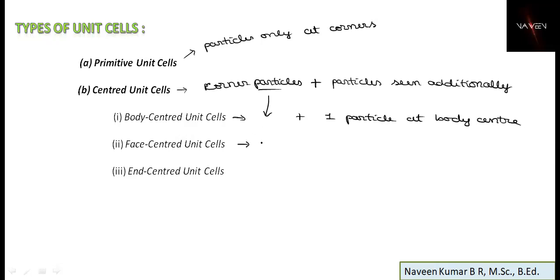In the face centered, along with the corner particles, it will have particles at each face center. So you can imagine if you take a cube, the cube will have 6 faces. So in all the 6 faces, at each center of the face, you will have a particle in the case of face-centered unit cell.